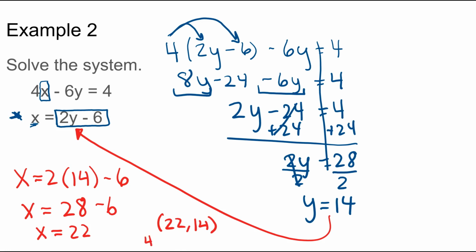So in our calculator, we're going to do 4. Remember, this is x and y. 4 times 22 minus 6 times 14. And do we get 4? So take a moment, type that into your calculator. 4 times 22 minus 6 times 14. And it works, which means that is our answer.